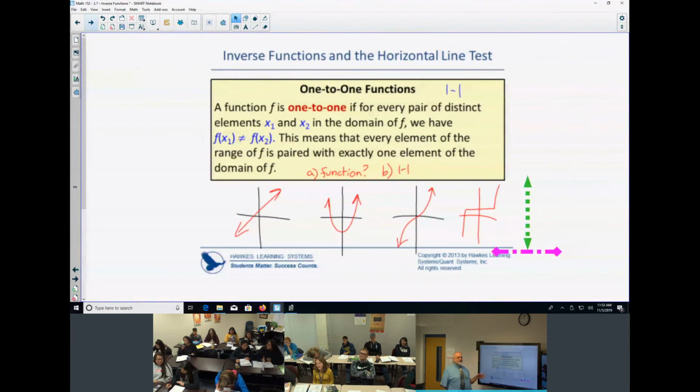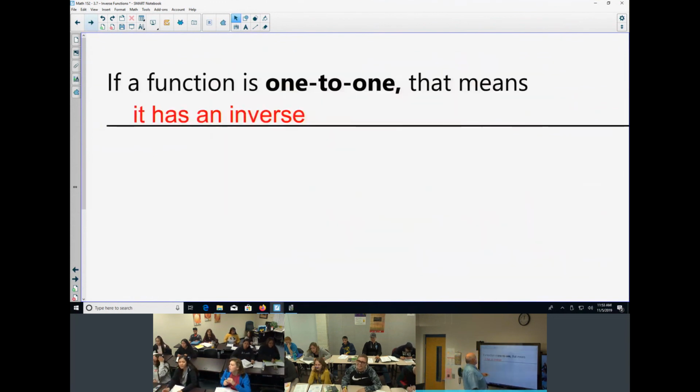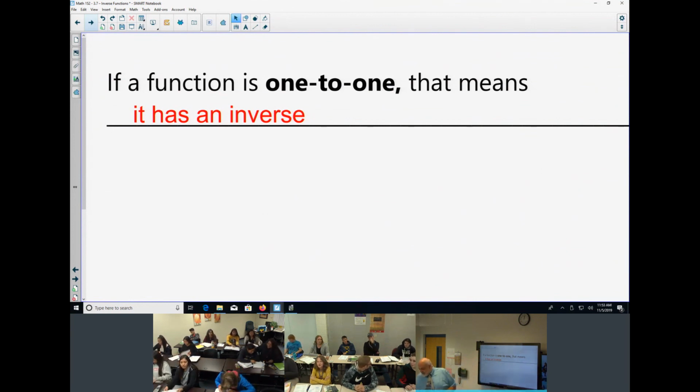Okay, so we're going to finish up with this. A function is one-to-one means, there's an easier way to put it, it has an inverse. So if I say, is the function one-to-one, that means that the original is a function and its inverse is a function. It has an inverse. That is a good place to stop right there.